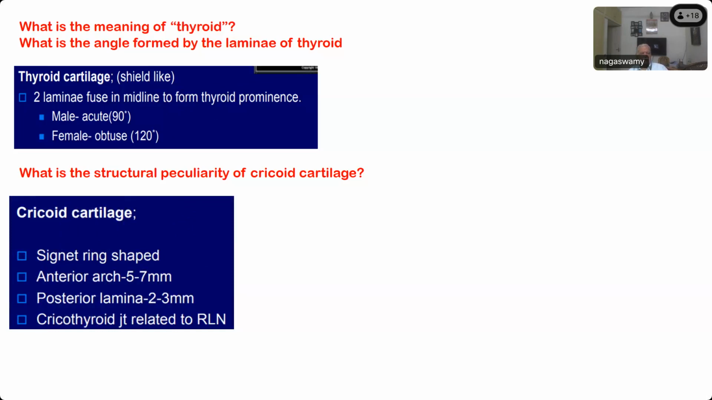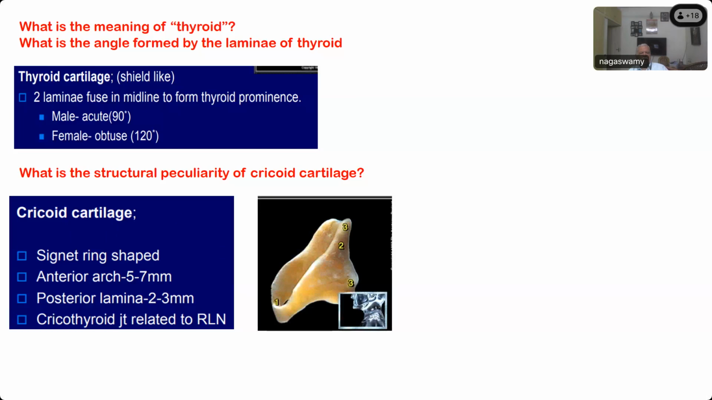Anterior arch is 5 to 7 millimeter. Posterior lamina is 2 to 3 millimeter. And the cricothyroid joint is related to the recurrent laryngeal nerve. So this is how the whole cartilage looks, a signet ring. You can see anteriorly it is broader, whereas posteriorly it is very thin, very small.